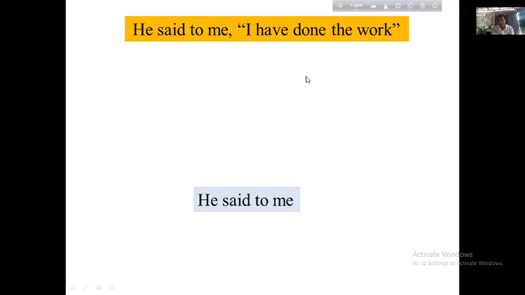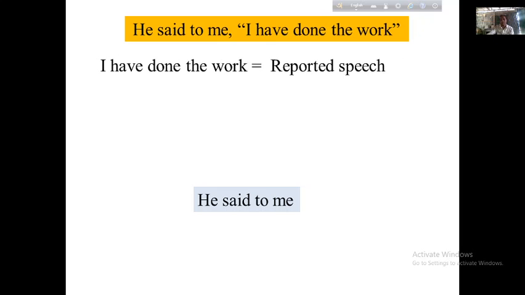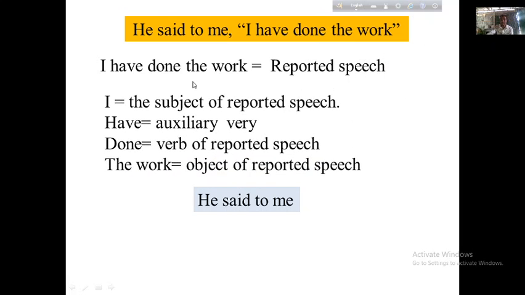We know in direct narration there are some terms. We have to know them. Without knowing the names of the terms, it is totally impossible for us to change sentences from direct to indirect. So at first I want to share the terms with you. "I have done the work" is called the reported speech. It is bounded by inverted commas. In the reported speech, we see I, the subject of reported speech; have, auxiliary verb; done, verb of reported speech; the work, object of reported speech.